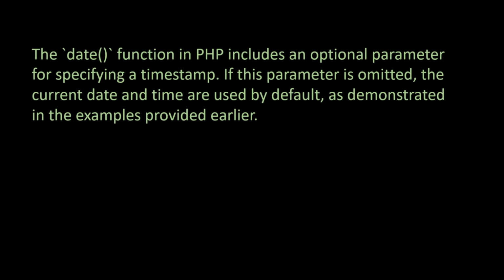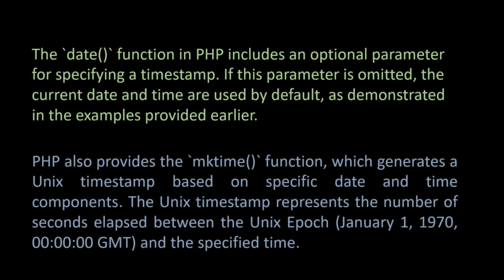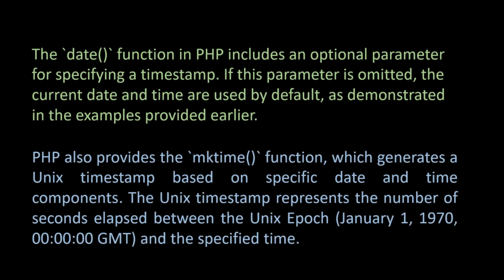PHP also provides the mktime function, which generates a Unix timestamp based on specific date and time components. The Unix timestamp represents the number of seconds elapsed between the Unix epoch, January 1st, 1970 00:00 GMT, and the specified time.